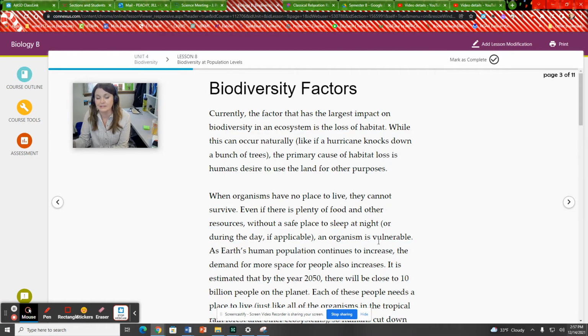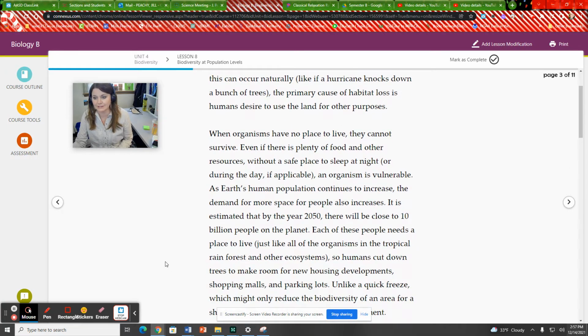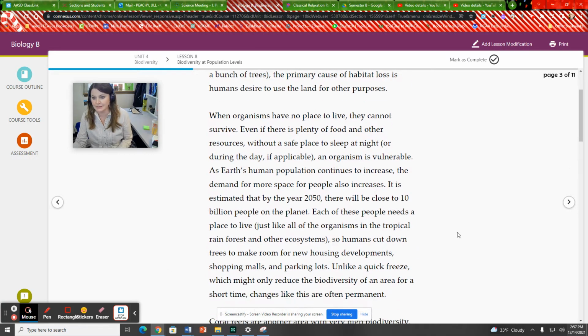And this is due to humans' desire to use that land for other purposes. They clear cut areas of forest to use for agriculture, or they take an area that once was an ecosystem, a prairie, for example, and they construct a new housing subdivision there, right? So organisms that lived there have no place to live. They can't survive. They may have food and other resources, but they don't have a place to stay. And if they don't have a place to call home, that organism is vulnerable and can suffer losses.